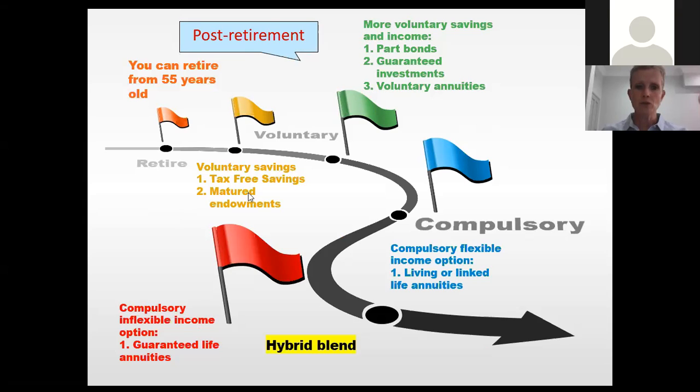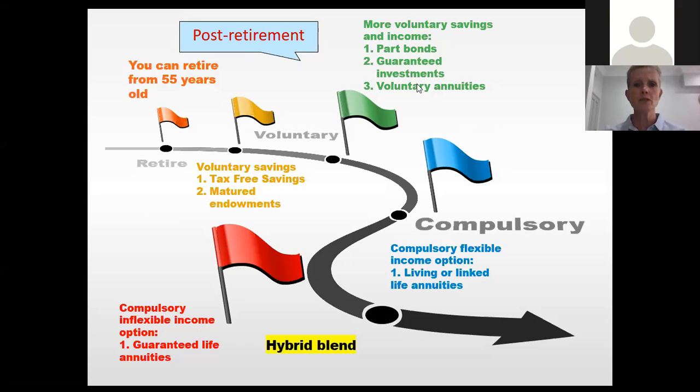You probably would have some matured endowments that could be utilized as tax-free income. Other voluntary savings vehicles that you would have are part bonds. Again, the one I mentioned previously. That maybe up until now you've used it to reinvest the growth. Now perhaps you need to actually start drawing the interest out of that. You've got the guaranteed investments. Again, they may have come to term and you can then reinvest them to start drawing an income. But these are all money that you have voluntarily put in. It's come from after-tax money.